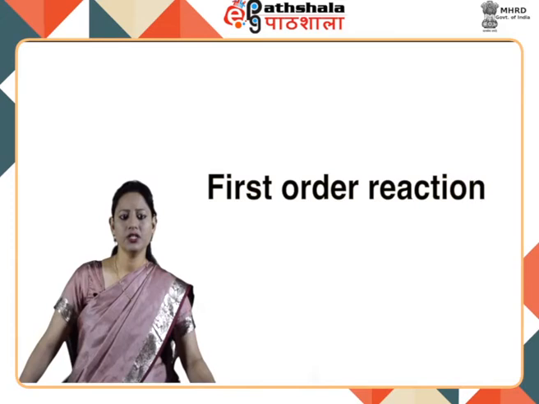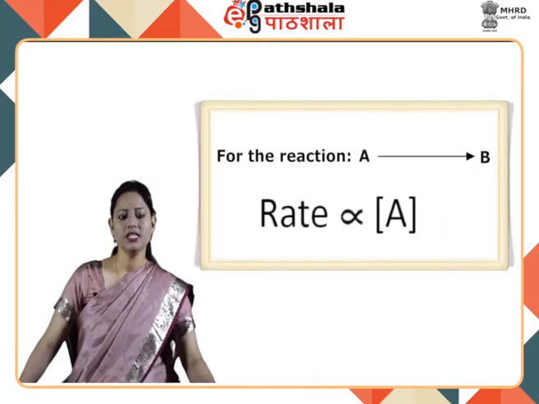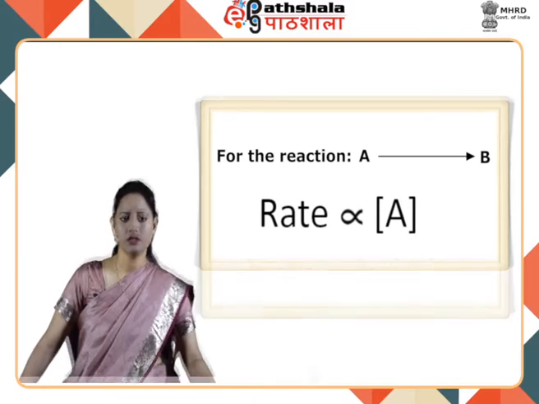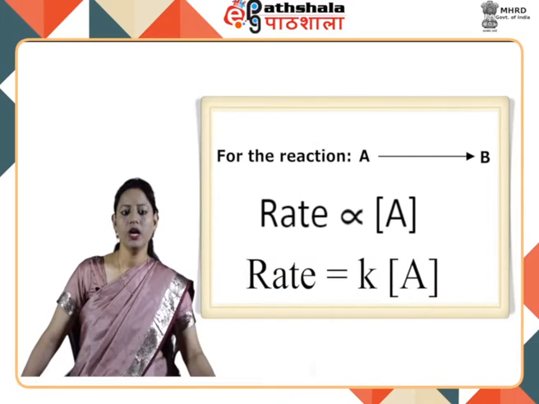For a first order reaction A giving B, the rate is proportional to the concentration of A. If the rate of a reaction is proportional to the concentration of only one reactant, it is called a first order reaction. The proportionality symbol can be replaced with an equal sign if using a proportionality constant K, which is called the rate constant. The rate constant of a first order reaction is called a first order rate constant. So, rate equals K times the concentration of A for a first order reaction.